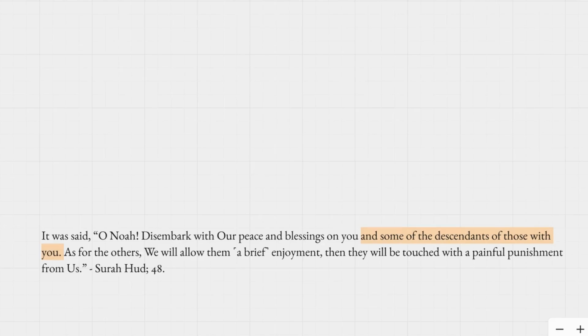O Noah, disembark with our peace and blessings on you and some of the descendants of those with you. As for the others, we will allow them a brief enjoyment. Then they will be touched with a painful punishment from us. This is Surah Hud, verse 48.